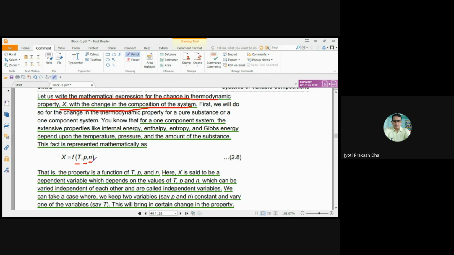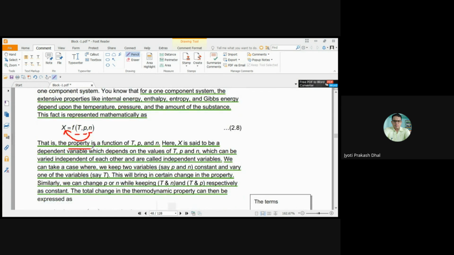Why number of moles present in the system? Because we are considering this as an extensive property. As this is an extensive property, it is a function of temperature, pressure, and N. So the property is a function of temperature, pressure, and N.